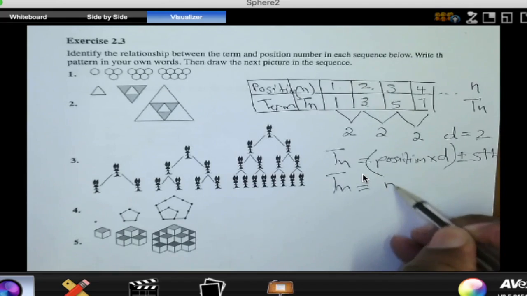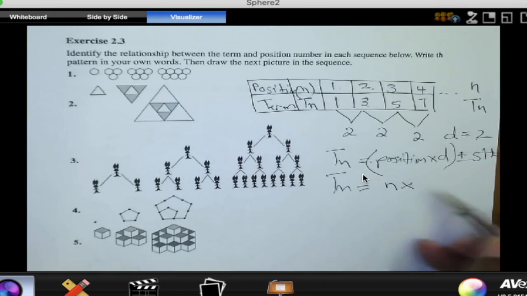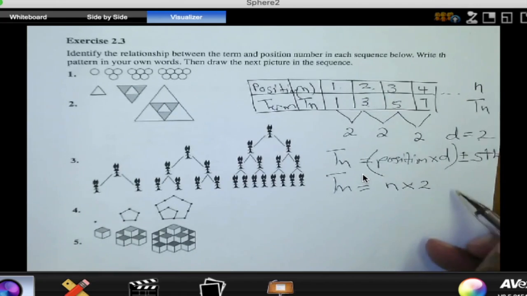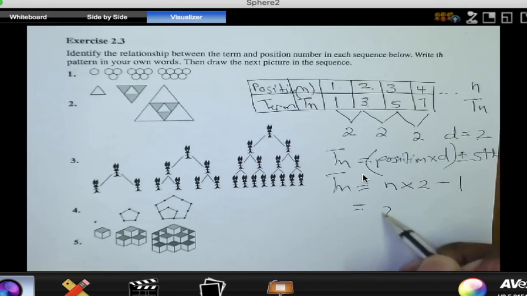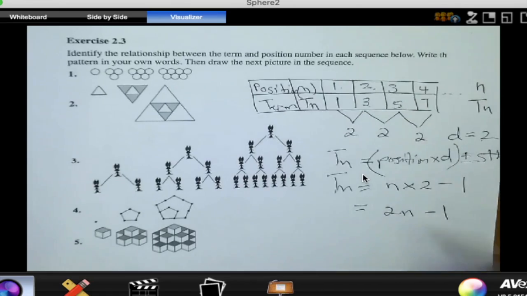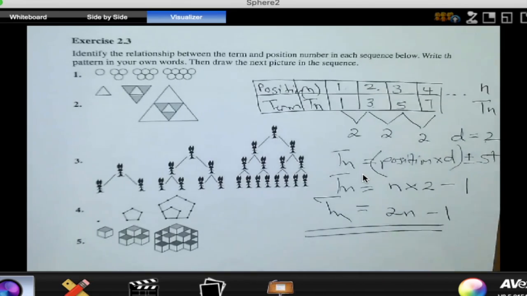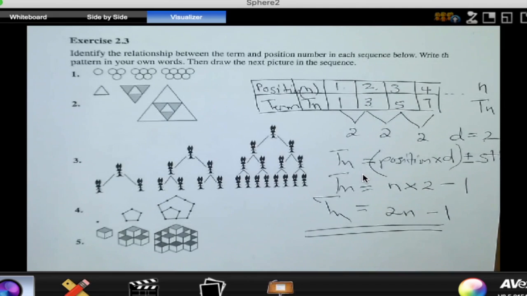It is the position first of all, right? Multiplied by the difference, which is 2, and then we subtract 1. Then please simplify that answer. So you get 2n minus 1. Okay, so this is Tn, the nth term, which is Tn.